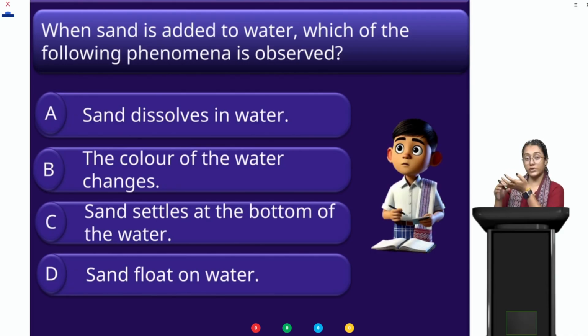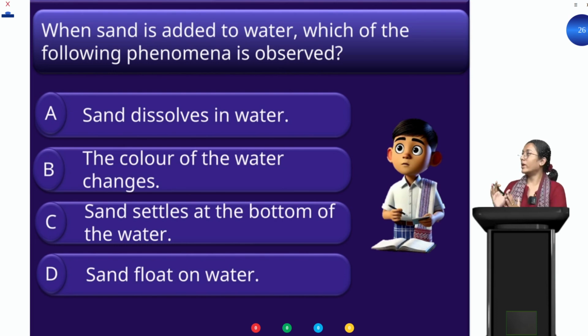Option A, sand dissolves in water. Option B, the color of the water changes. Option C, sand settles at the bottom of the water. Or option D, sand floats on water. Which one will be the right answer? I am giving you the timer.